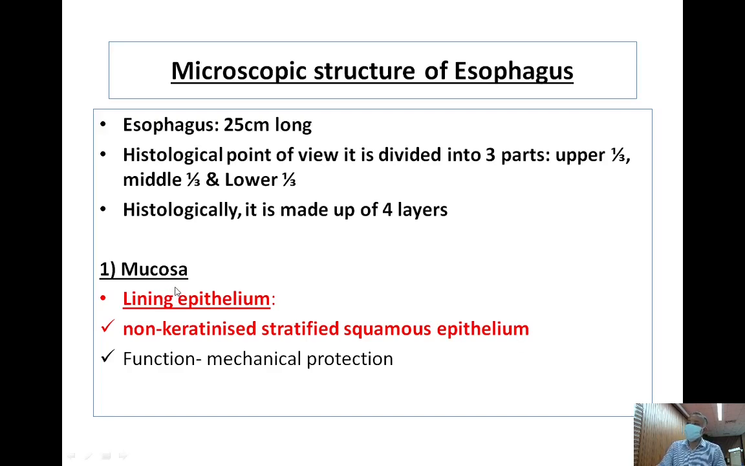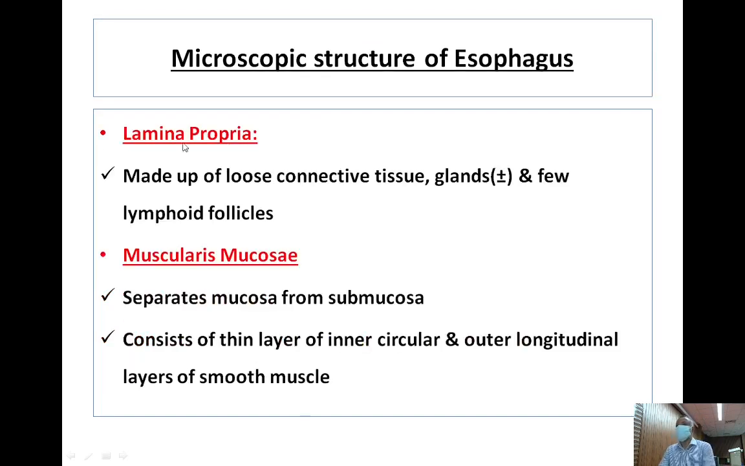Now mucosa. The innermost layer of the mucosa is the lining epithelium. Lining epithelium, already I have said, is non-keratinized stratified squamous epithelium. Its function is mechanical protection. Then outer to that lining epithelium, we have the lamina propria. The lamina propria is made up of loose connective tissue.